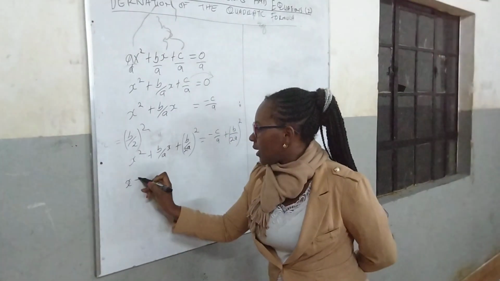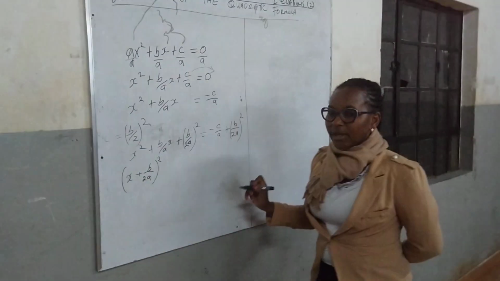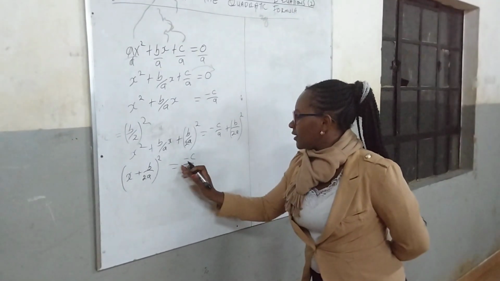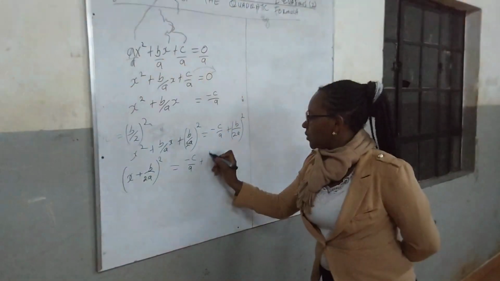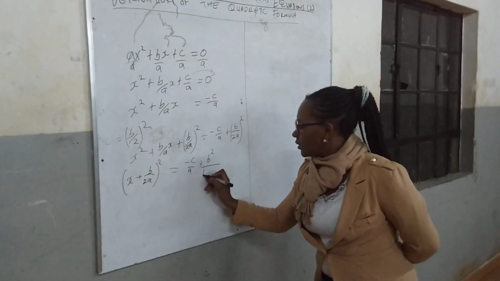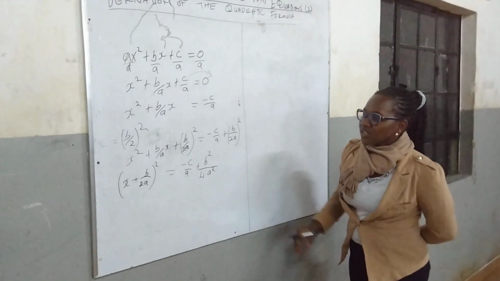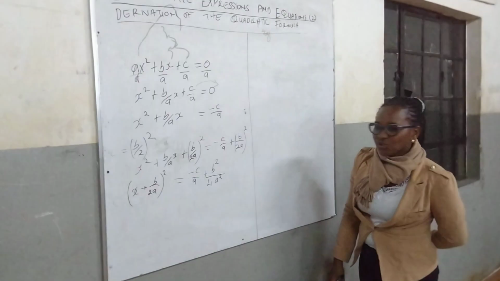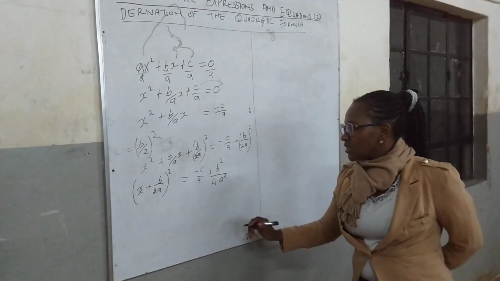From this part now, we are going to drop b over a x for us now to be left with x plus b over 2a squared is equal to negative c over a plus this. We can square this one and have b squared divided by 4a squared. On this part now, we can find the LCM on the right hand side for us to have this answer.